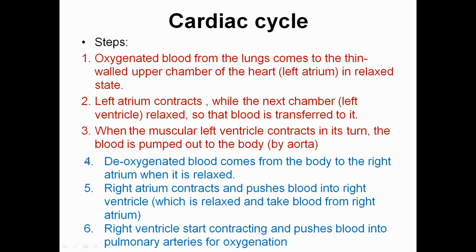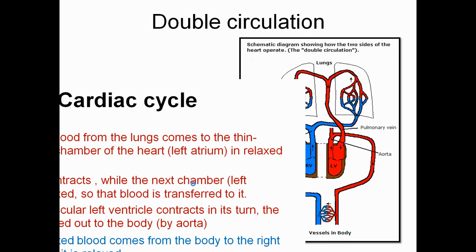And now we have to come to the deoxygenated blood circulation. Deoxygenated blood comes from the body to the right atrium when it is relaxed, and the right atrium is going to contract and pushes blood into the right ventricle. Then the right ventricle is going to contract further and pushes blood into the pulmonary artery for the oxygenation part. So I hope these steps are now clear to you.